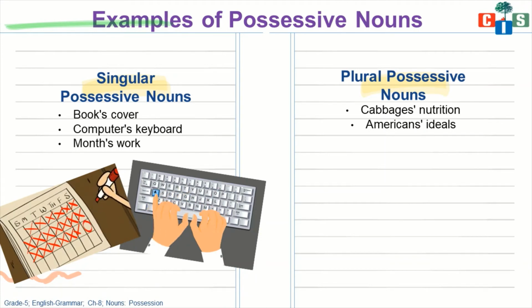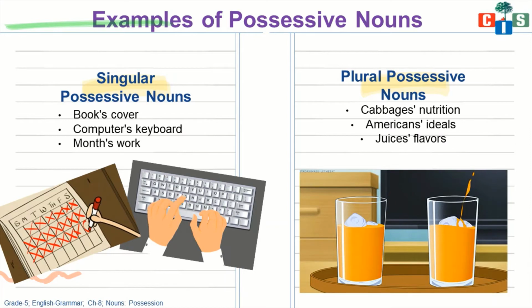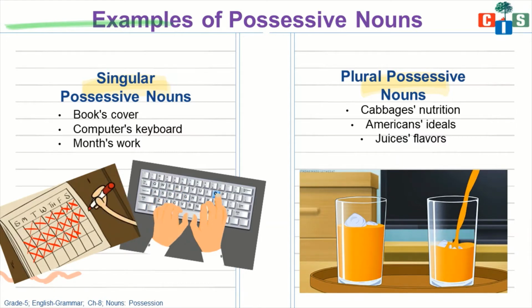Let's see one more example. Juices' flavors. Juices means I am not talking about any one juice; I am talking about many juices. So juices is already in plural form, and I have to change this into a possessive noun. So what I will do is add an apostrophe after S. I hope it's very clear to you all when to add S and when to add apostrophe S, right?